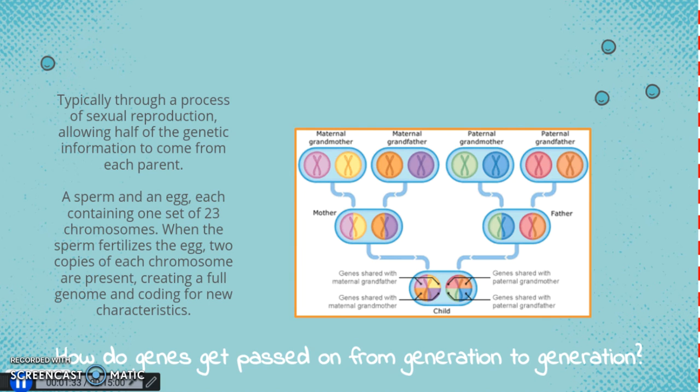It's typically done through a process of sexual reproduction, and it allows half of the genetic information to come from each parent. In other words, a sperm and an egg, each containing one set of 23 chromosomes. When the sperm fertilizes the egg, 2 copies of each chromosome are present, creating a full genome encoding for new characteristics, giving us 46 chromosomes total in what makes you, you.